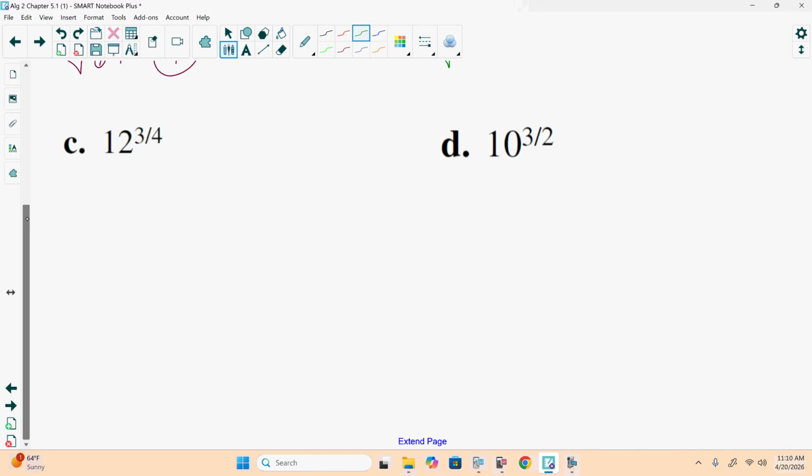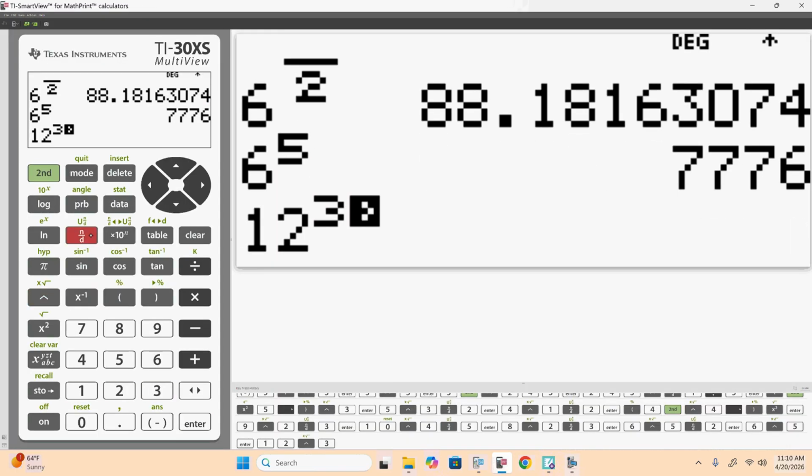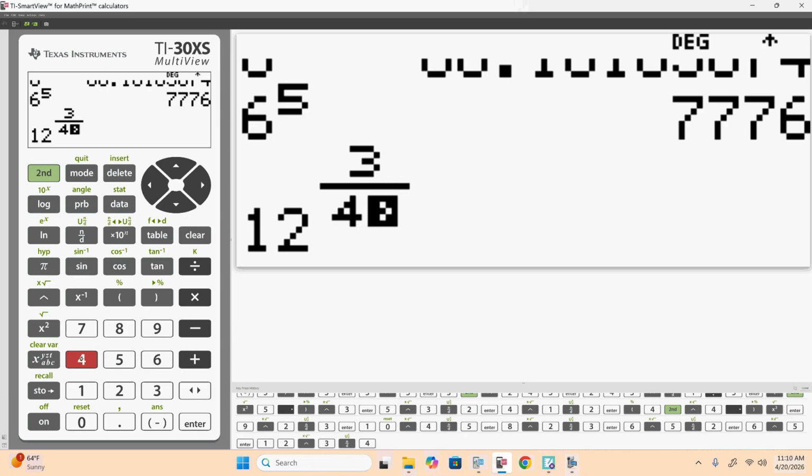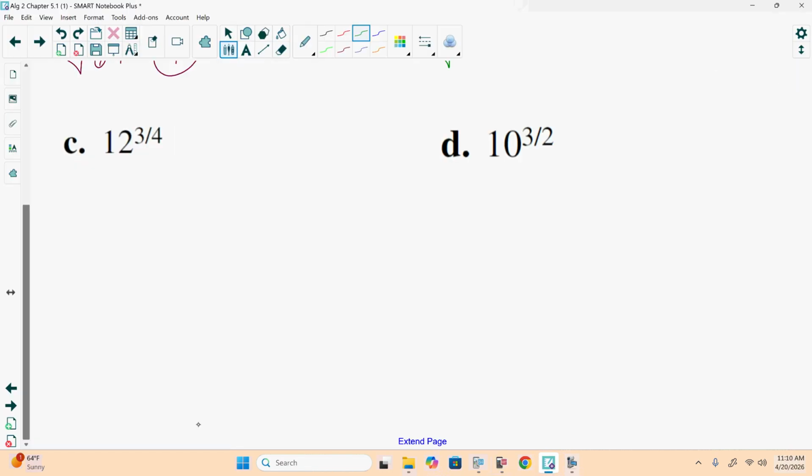Twelve to the 3/4. Do we think this is going to be bigger, smaller than, or equal to 12? Smaller. 12 to the 1st is going to be what? Anything to the 1st power is just the number itself, yes? So 12 to the 1st would be 12. 3/4, is that bigger than 1 or smaller than 1? Smaller, so we should expect the result to be smaller. If that fractional exponent is greater than 1, we should expect that number to be larger. 6.447.